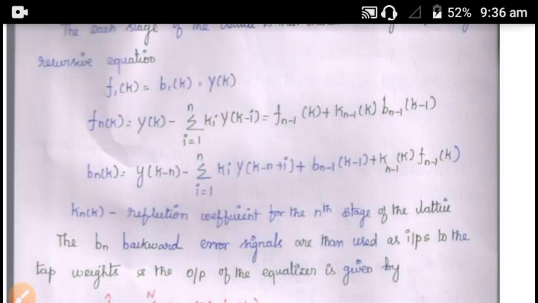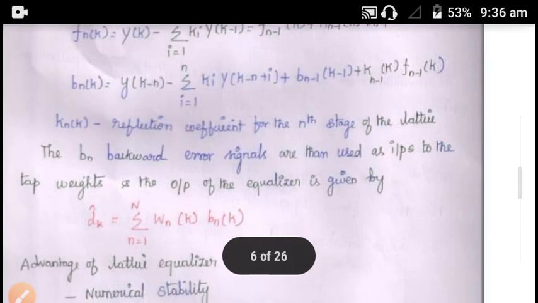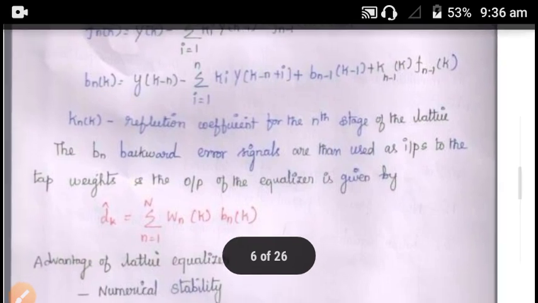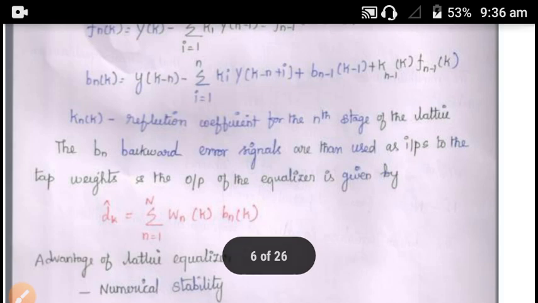Similarly, bn(k) is equal to y(k-n) minus sigma i = 1 to n of ki y(k-n+i), which equals b(n-1)(k-1) plus k(n-1) f(n-1)(k). Here kn(k) is the reflection coefficient for the nth stage of the lattice. So it is the reflection coefficient.